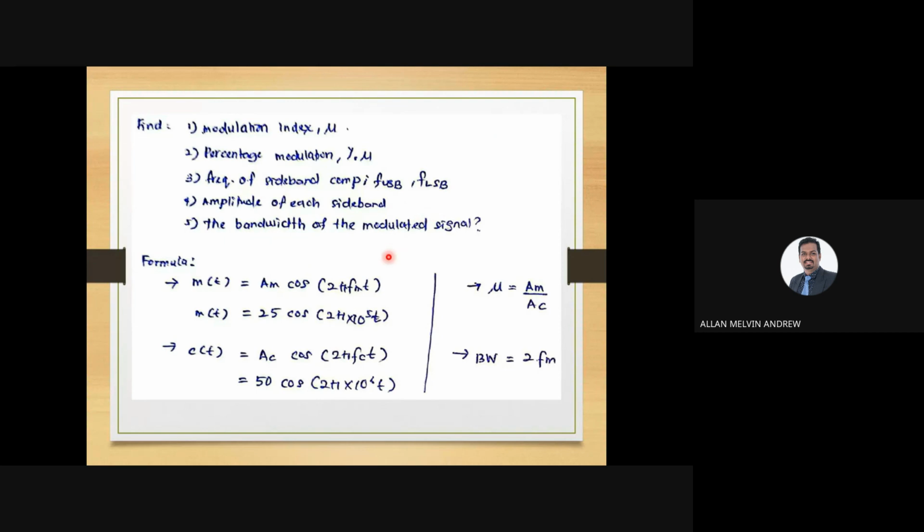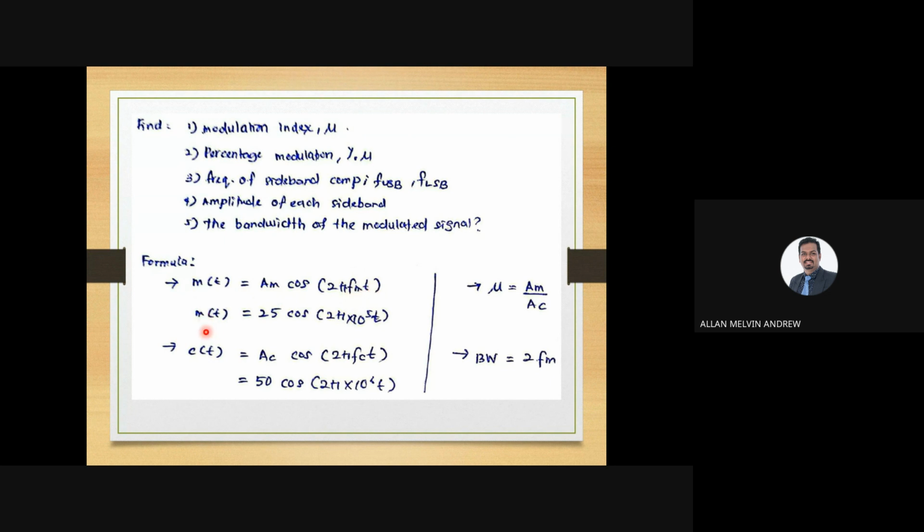Some of the formulas that you will use for this question. The first formula you can refer to chapter 2. MT is the message signal and CT is the carrier signal. You need to understand these two. First, the message signal, the standard form is AM cos 2 pi FM t, where FM is the modulating signal frequency.